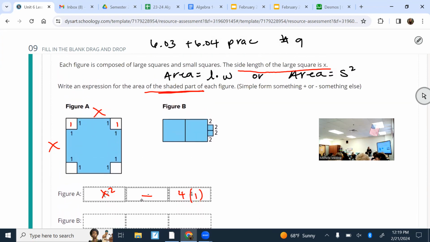Now for figure B, these are considered the large squares in figure B. So part of the information is that the side length of the large square is x. So what's my area for the large square in figure B? Maybe use this formula: the area of a square is side length squared, and my side length is x. What's my area of figure B's large squares?